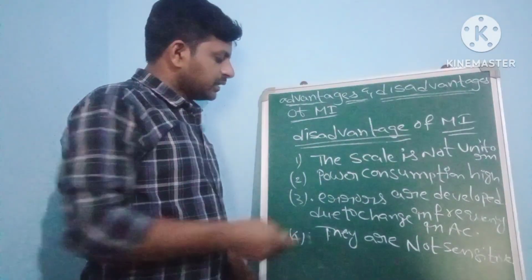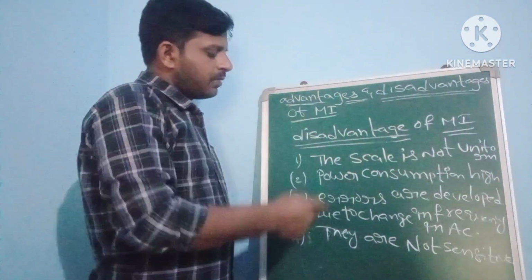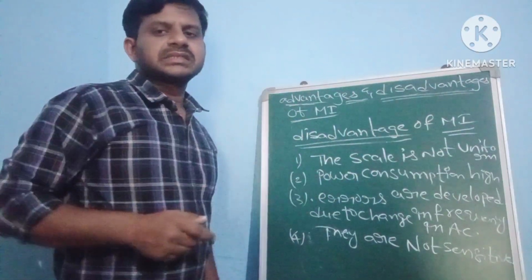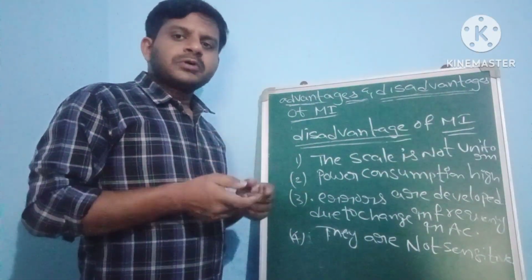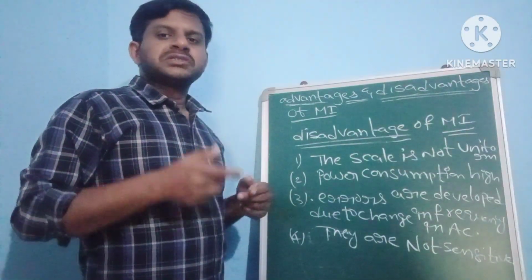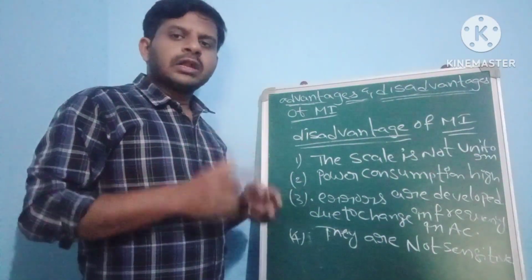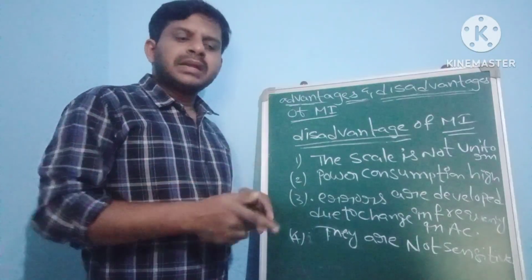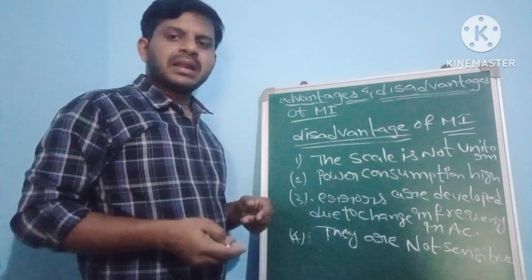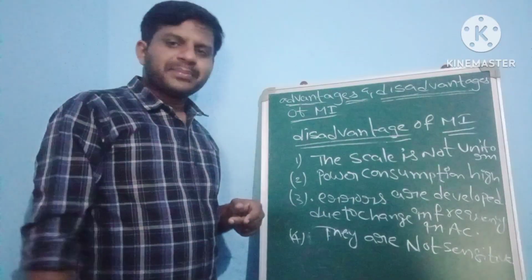As well as the third one, errors are developed due to changes in frequency in the case of an AC system. Suppose the input supply is changing, then automatically the frequency also changes. If the frequency changes, then automatically the pointer does not maintain the exact accurate value. So that's why there is a chance of error in the case of MI instruments.